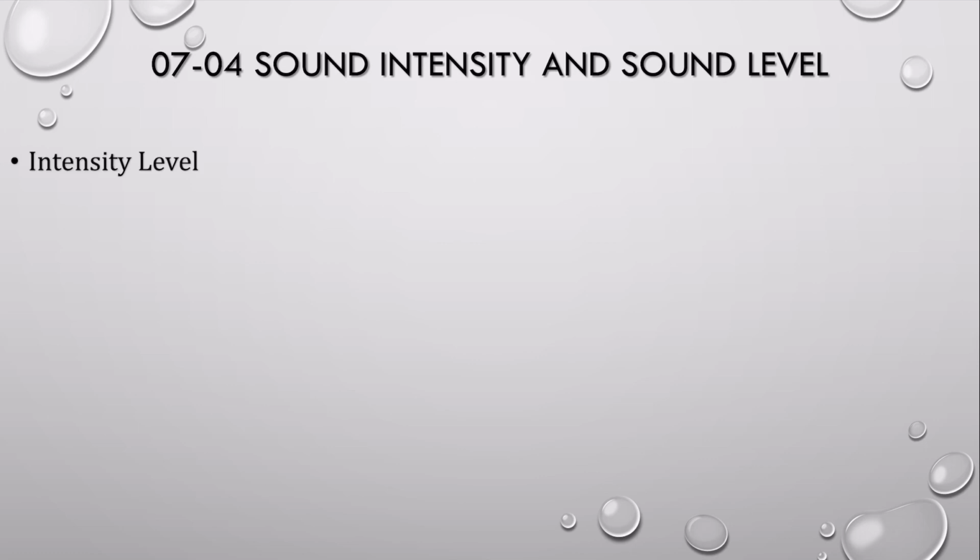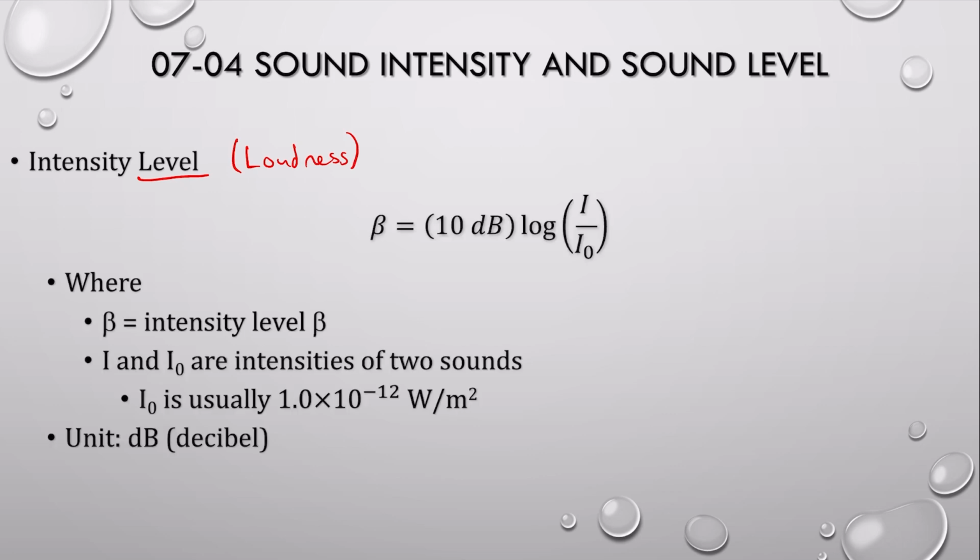So intensity level, this is different than just intensity. This is intensity level, which we're going to use for determining loudness. Beta equals 10 decibels times log of I over I0. The beta is the intensity level. I and I0 are the intensities of our two sounds that we're comparing. I0 is often 1 times 10 to the negative 12 watts per meter squared, which is called the threshold of hearing. Because that is the softest sound the average person can hear.